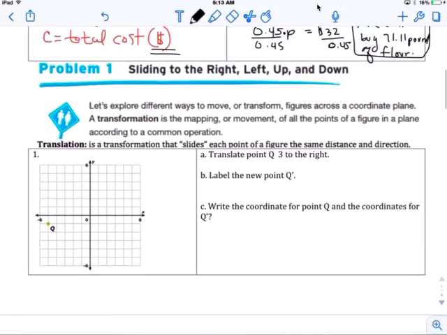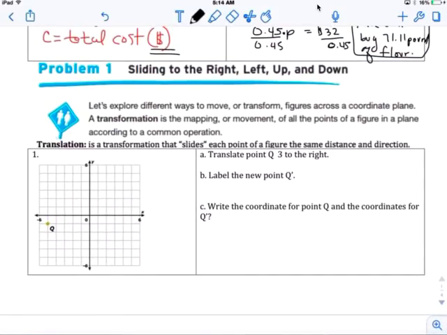All right. The next thing you're learning is called explore a different way to move, transform figures across a coordinate plane. This thing is called a coordinate plane. A transformation is a mapping or movement of all points of a figure in a plane according to a common operation. Okay, first thing you're going to learn today is translation.